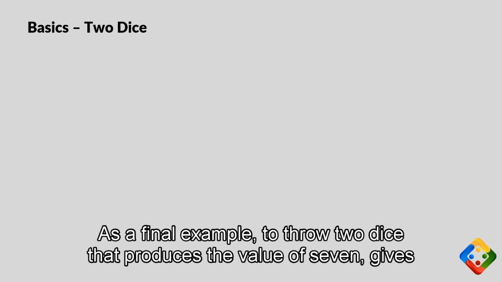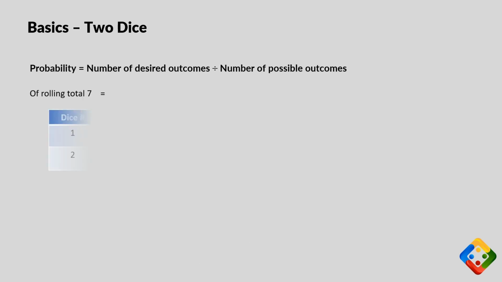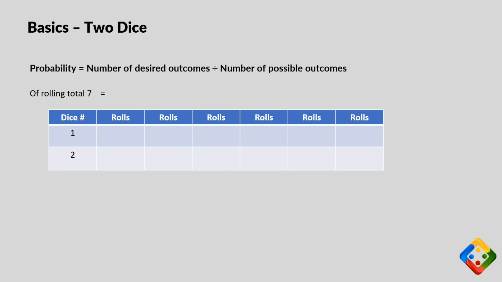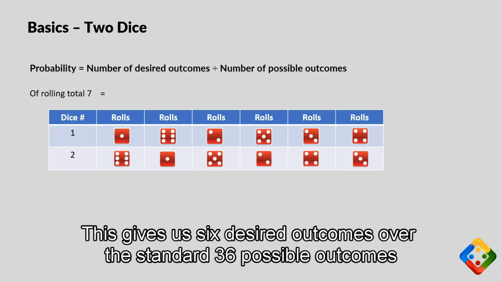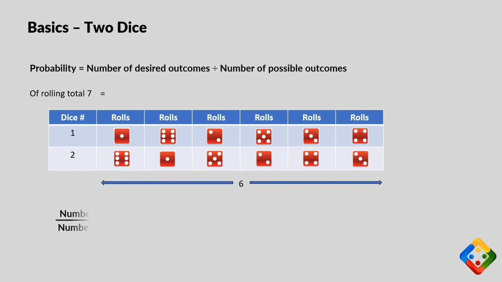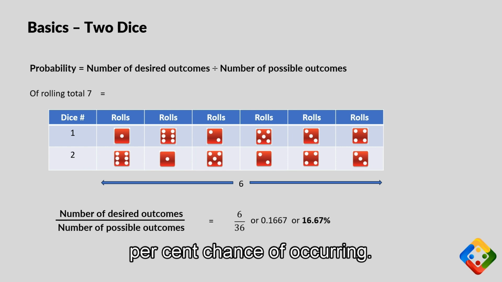As a final example, to throw 2 dice that produces the value of 7 gives 6 possible options: 6-1, 5-2 and 4-3, with the values reversed on both dice. This gives us 6 desired outcomes over the standard 36 possible outcomes. As a percentage, this has a 16.7% chance of occurring.